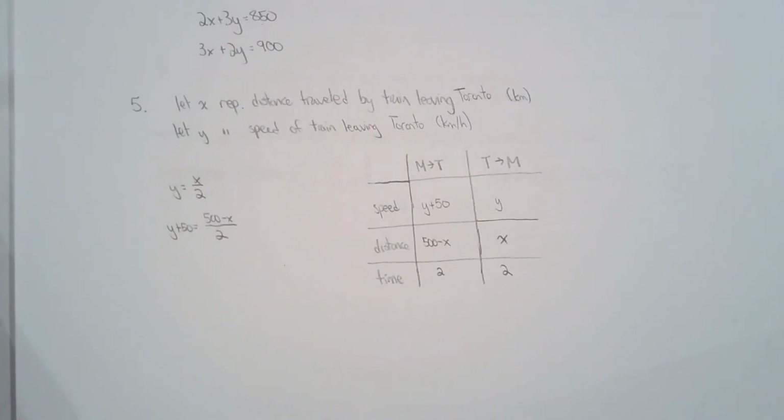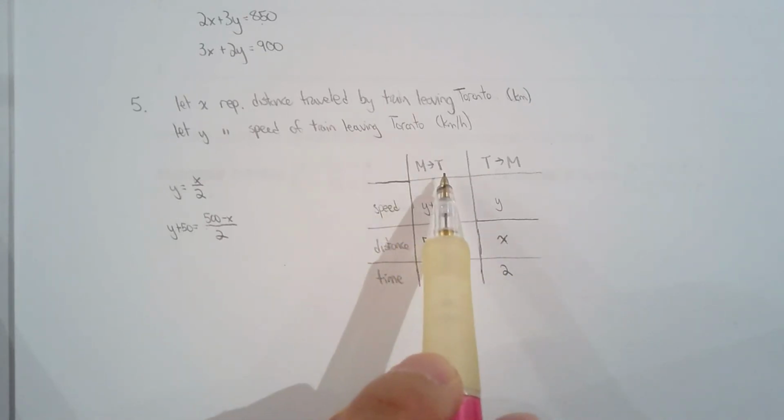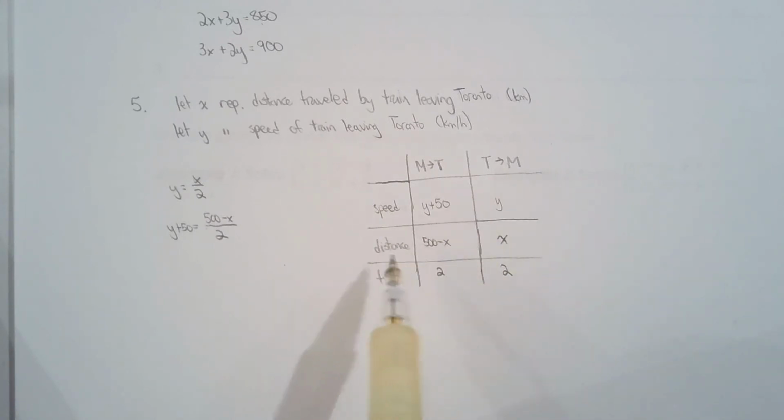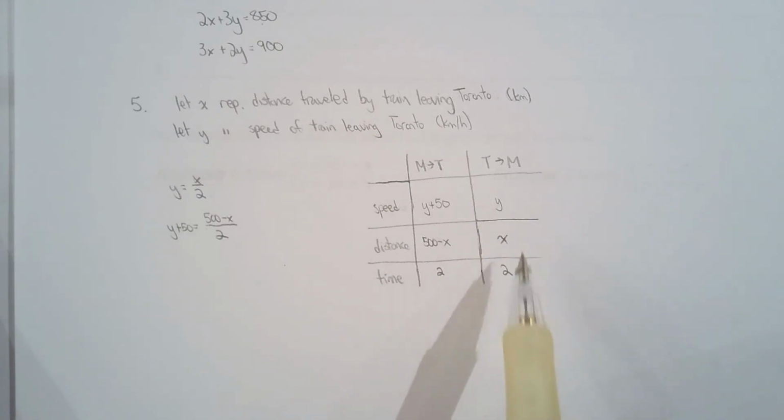Okay, the last one is a very nice question. So when in doubt, when you're having a hard time building the linear system, I would highly recommend you build a table to help you organize the information. So there are two trains here, Montreal to Toronto and Toronto to Montreal. Okay, so I did the speed, distance, and time for each. So using the fact that speed is equal to distance over time, then you can build the two equations. y equals x over 2, and y plus 50 is equal to (500 minus x) over 2.